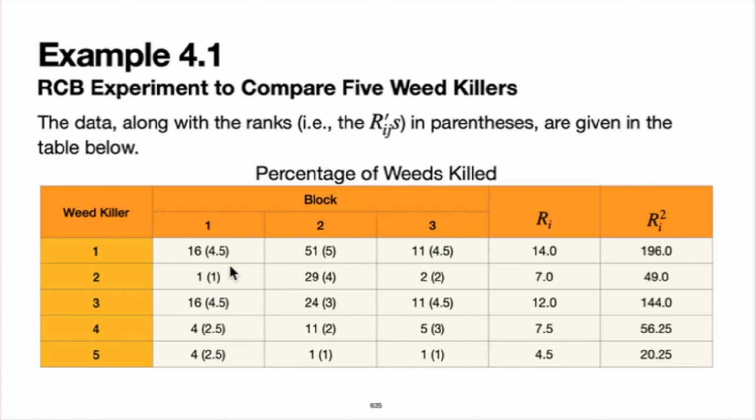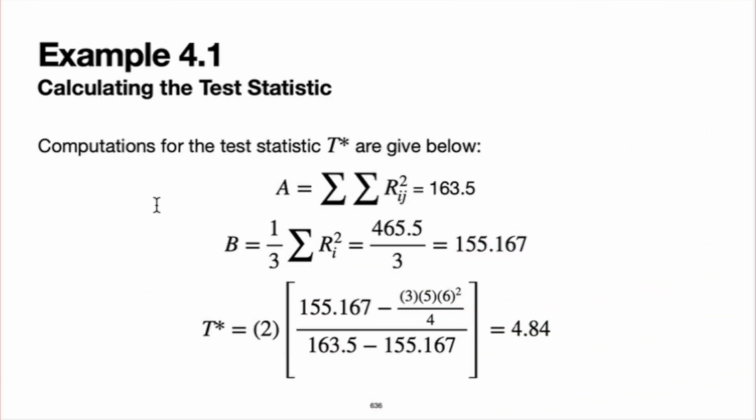Once we have done that, let me back up a second. The values in parentheses are the R sub ij's. Then what we're going to do is add up the R sub ij's within each row, and that gives us R sub i for the treatment corresponding to that row. So for weed killer 1, R1 is going to be 4.5 plus 5 plus 4.5, and that gives us 14. The same for the rest of the rows. Then I've added another column here to help out with calculations. This is R sub i squared, so I'm just squaring the values in this column, and so we get those values. Okay, so then let's look at calculating the test statistics.